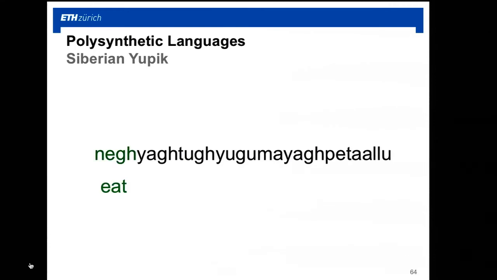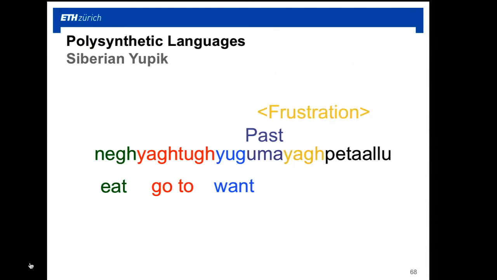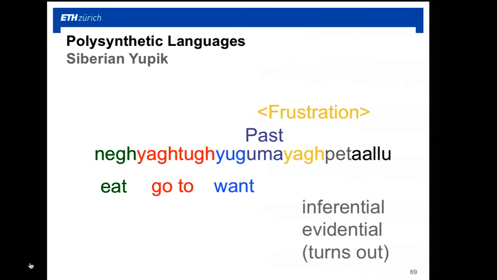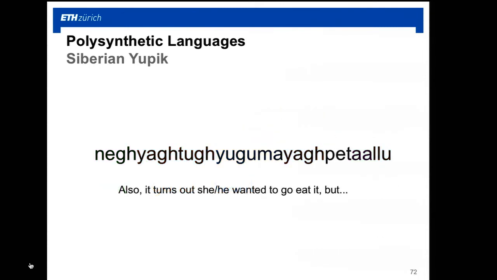Basically, neg means to eat. Yaktug means go to. Yug means want. Uma is the past, when you want to conjugate something, very obvious. Then you have yag, which expresses frustration. And then you have PET, which means inferential evidential. When you add PET to a sentence, it actually means it turns out that. And ALU is that you conjugate it to the third person, so you're talking about somebody else. And LU means also. So when you know all of this and you are capable of tokenizing it the right way, it's quite obvious that it means also it turns out he or she wanted to go eat it, but something. This is the frustration part.